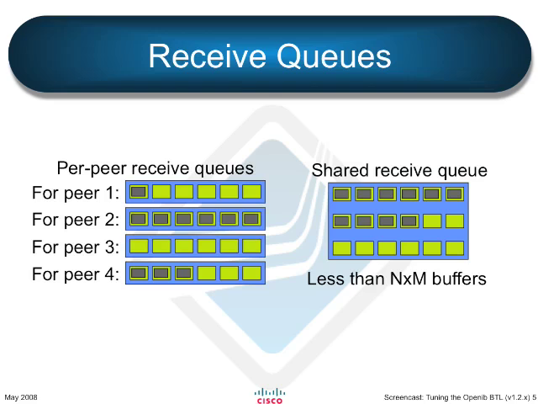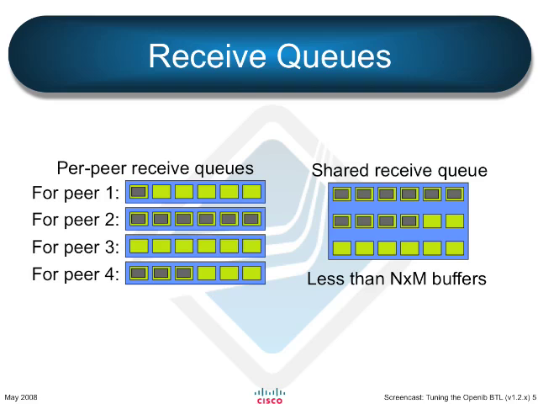And you can play a statistics game here. So I can post fewer than n by m buffers. If n is the number of peers and m is the number of buffers per peer in a per peer receive queue situation, you can post fewer than that in a shared receive queue, particularly if you know what the behavior of your application is and you know you'll never hit that upper limit of the shared receive queue.